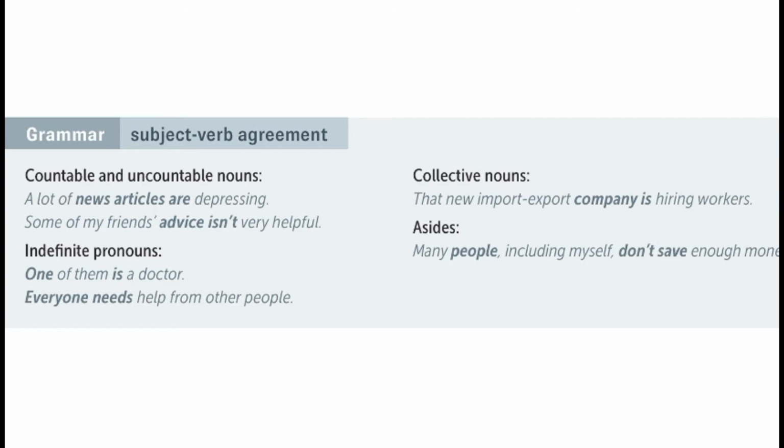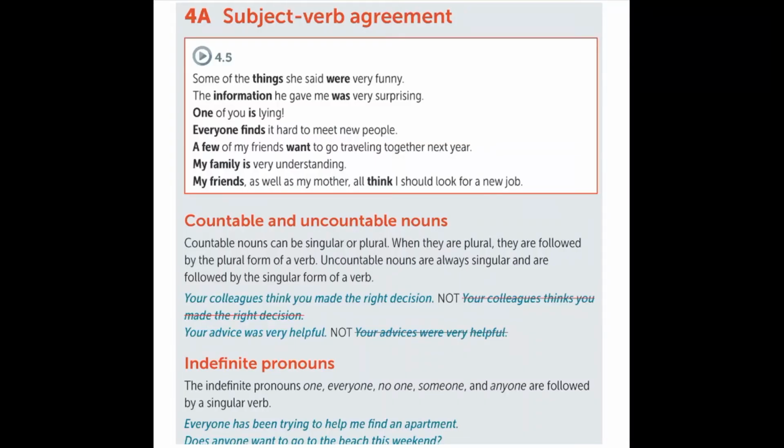So let's check a little bit more. So let's review the grammar point. Subject-verb agreement. Listen.